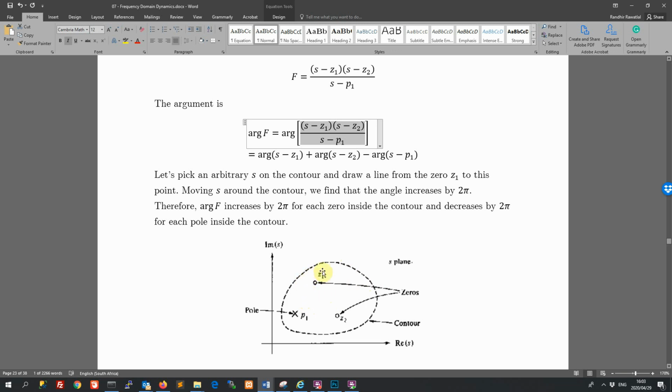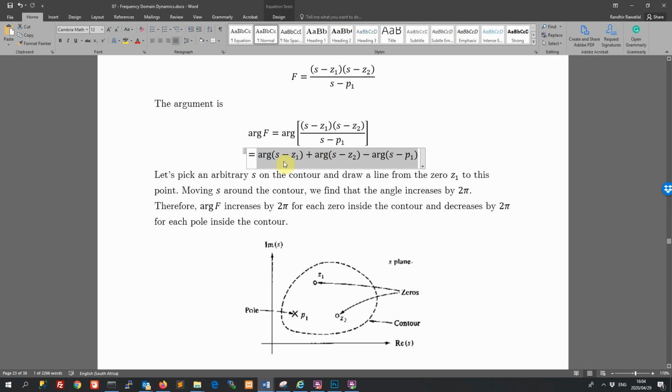go completely around z1. So going around this boundary is going to increase the angle of f by 2 pi. And similarly, it's going to increase the angle of f by another 2 pi here, right? So that's 2 pi plus 2 pi. And then the pole, there's a minus sign in front because it was in the denominator. So for the pole, it's going to have the reverse. You are going to get minus 2 pi from this pole. So that's how we can find the number of encirclements.